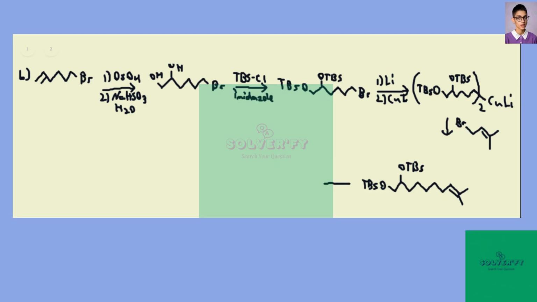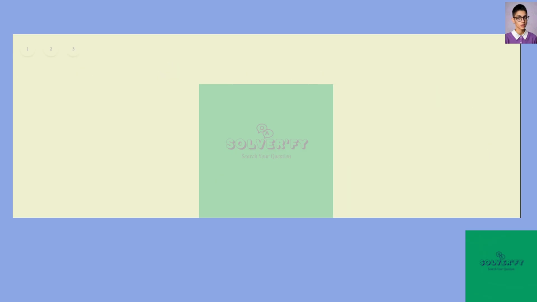And so the last thing that we need to do is take those TBS groups off. And so we can do that with TBAF, which is tetrabutylammonium fluoride. You will commonly see it abbreviated TBAF. And so that will regenerate our hydroxy groups. Okay, so there we go. There's our final product for B.